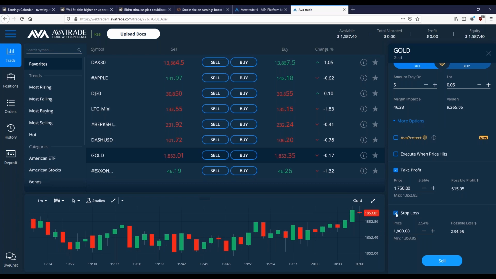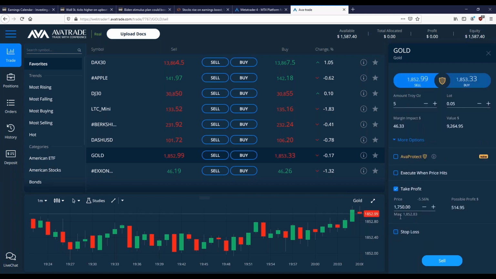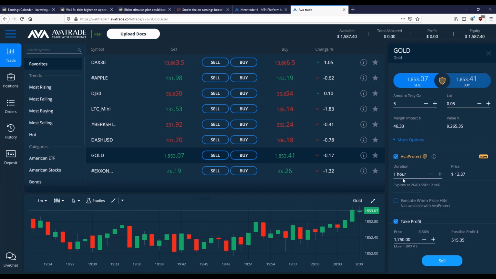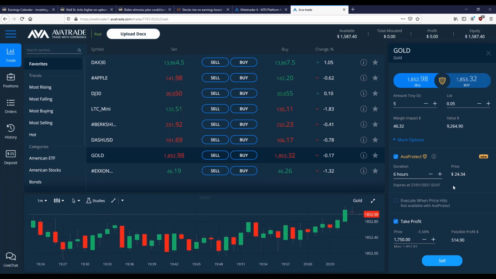The other option here, instead of a stop loss, is maybe I choose to do Ava Protect. And whatever time period you pick gives you a premium cost. And no matter how much you lose, if the trade goes the wrong way during the time period up to this expiry date and time, any losses are added back. And your only cost for that protection is the premium cost that's listed. The premium goes up with longer time periods and with larger position sizes. Okay, so that's an option as well for managing risk.